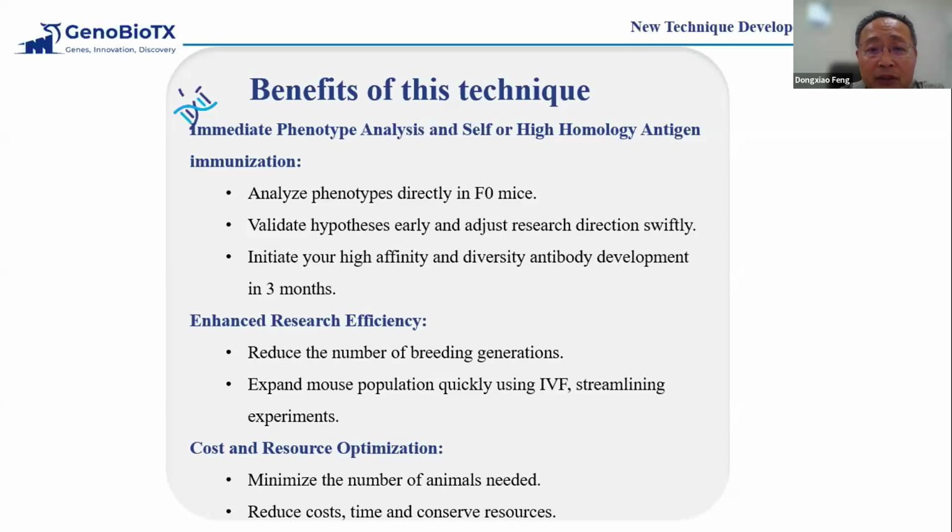And because for immunization in this method we use CRISPR-Cas9 technology, for basic research you may worry about the off-target effect. But for immunization, you don't really care about the off-target effect. You just need the gene knockout background for the immunization. So you can start your immunization process right away after 3 months.